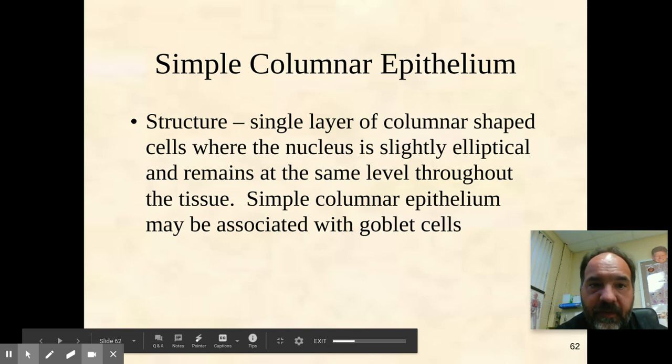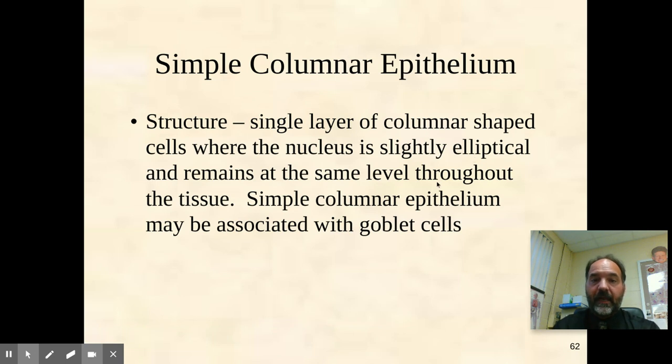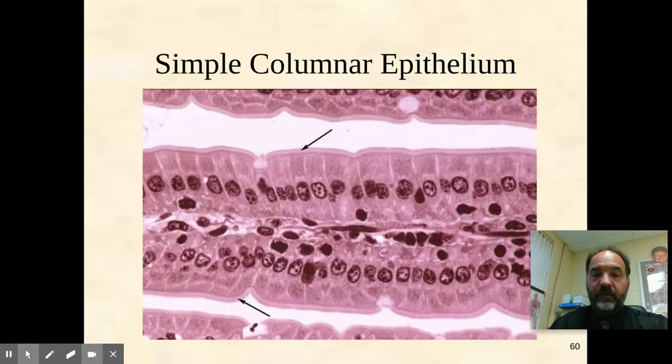So these simple columnar epitheliums have some important structural features to them. They are a single layer of columnar-shaped cells, simple columnar. Okay. The nucleus sometimes is slightly elliptical. That means oval. Okay. And all the nuclei kind of remain in the same level throughout the tissue. And that's one way that you're going to tell the difference between simple columnar and pseudostratified columnar. Okay. And they might be associated with goblet cells, and those goblet cells are the ones that are producing the mucus.